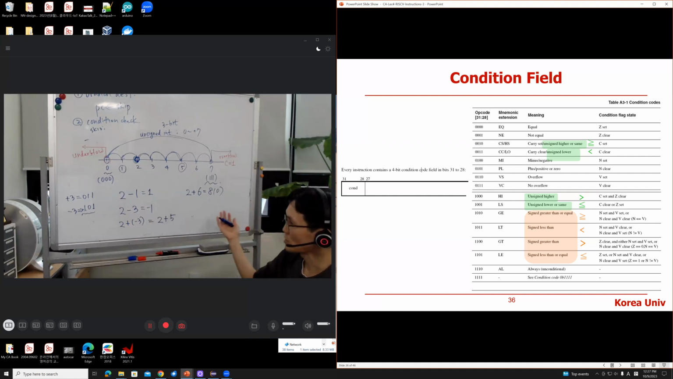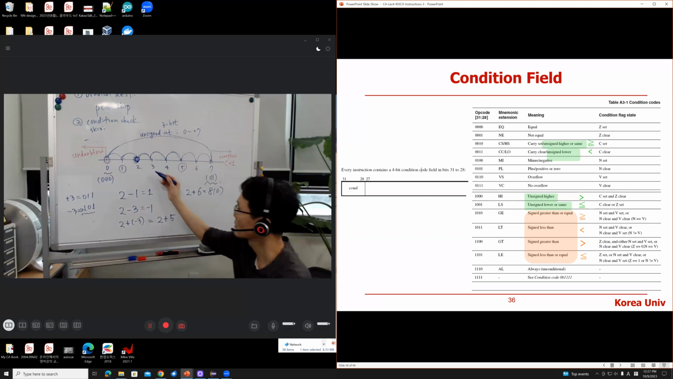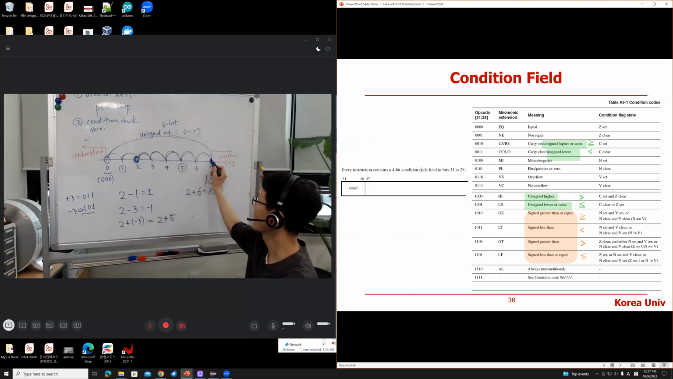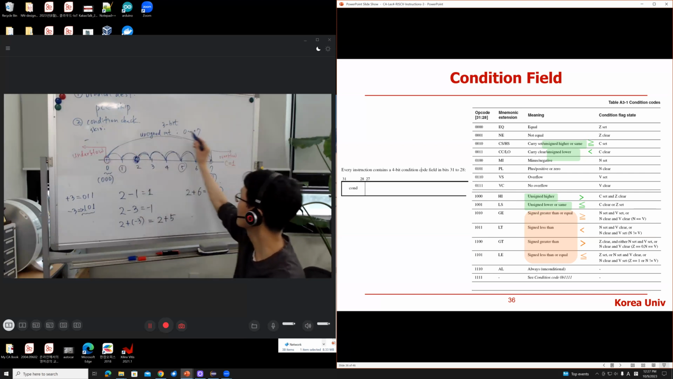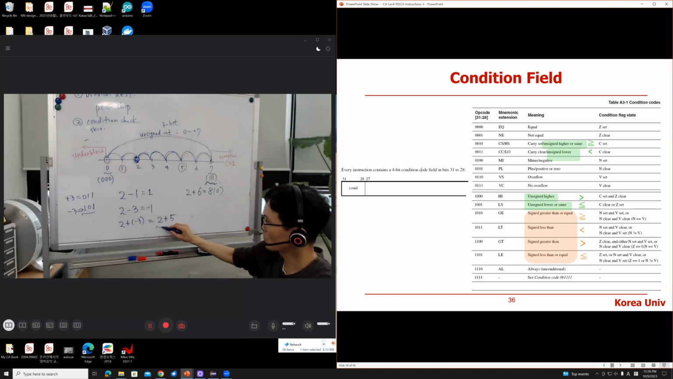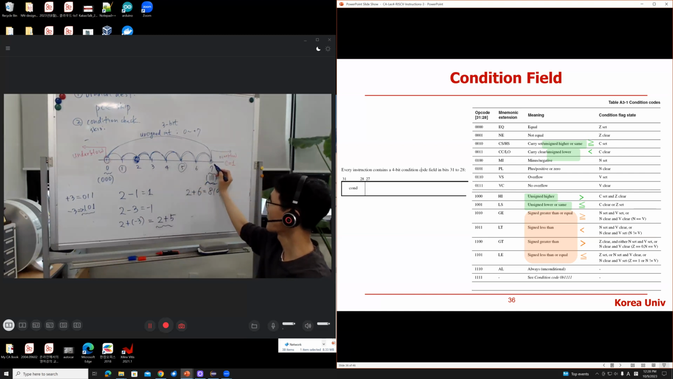So the computer is doing addition or subtraction, right? So 2 plus 5, starting from 2: 1, 2, 3, 4, 5, right? Same answer. So I told you, starting from 2, 3 steps backward: 1, 2, 3, that's the answer. Because the computer is doing this operation, addition, starting from 2: 1, 2, 3, 4, 5, right?